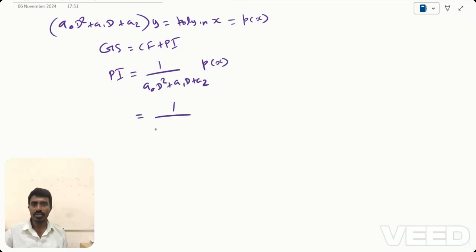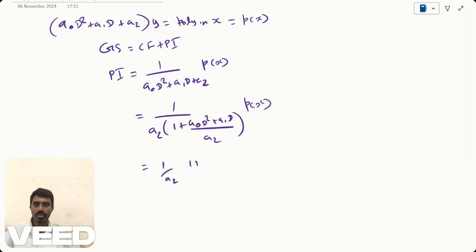Then bring this constant outside. So 1 by a2 into 1 plus (a0 D square plus a1 D) by a2, into P of x. Now bring this to the numerator, which is equal to 1 by a2 into 1 plus (a0 D square plus a1 D) by a2, whole power minus 1, into P of x.